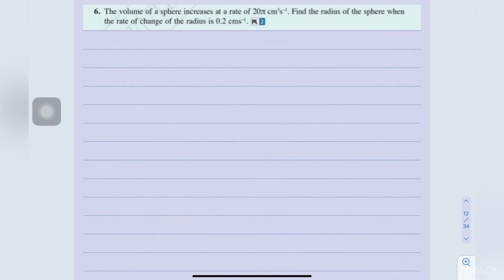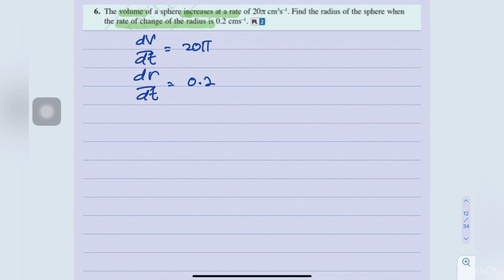Question 6. The volume of a sphere increases at a rate of 20 pi centimeter cubed per second. So volume, sphere, and rate here. So dV/dt equals 20 pi. Find the radius of the sphere when the rate of change of radius... So we have another piece of info here. Rate of change of radius, dr/dt equals 0.2 centimeter per second. So now you have to find the radius.